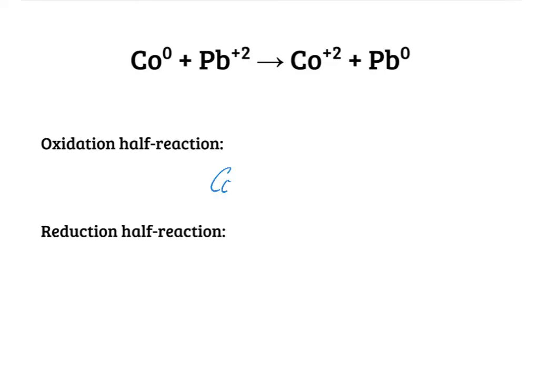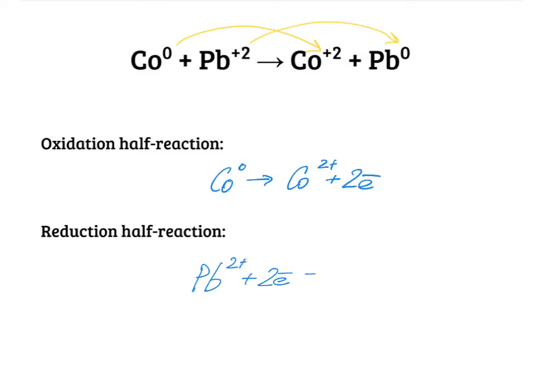Let's write oxidation and reduction half-reactions for this chemical process. Oxidation state of cobalt goes up. It means that cobalt is oxidized. Oxidation state of lead decreases. Lead accepts electrons and it is reduced.